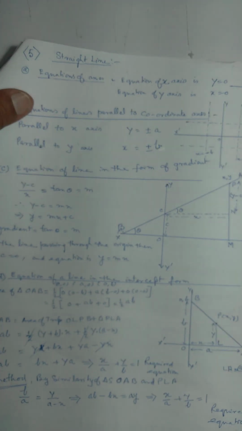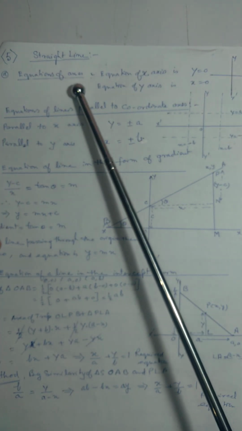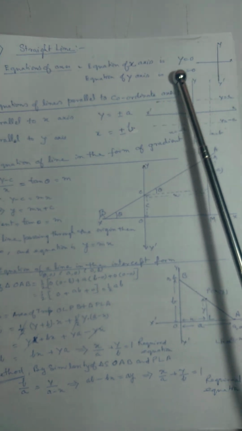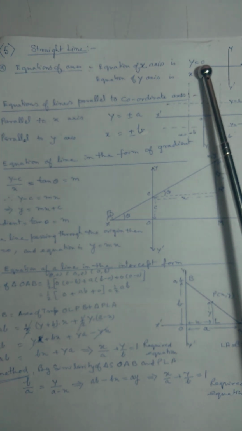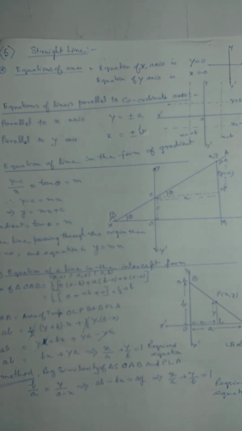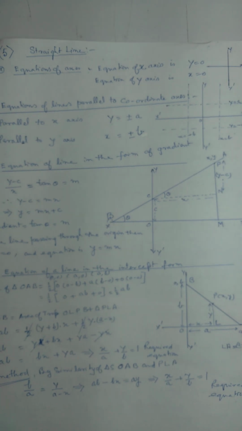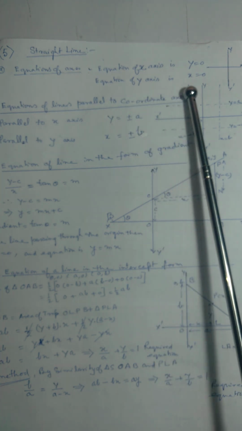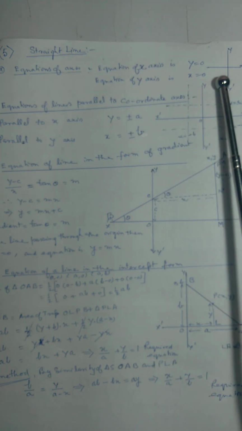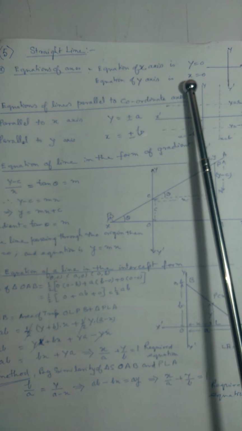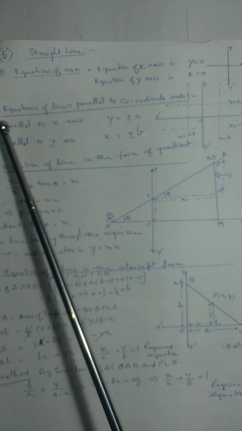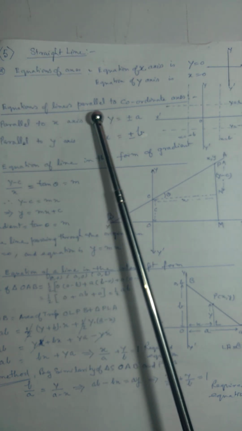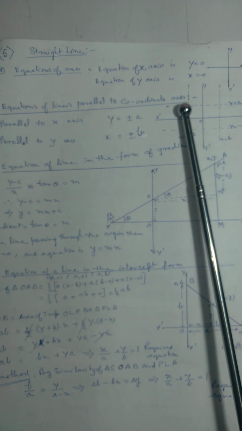Now the straight line, the equation of axis means what will be the equation of x-axis, that is y is equal to 0. If you put y is equal to 0, you will get the equation of x-axis. Equation of y-axis, that is x is equal to 0. Put x is equal to 0, you will get the equation of y-axis.